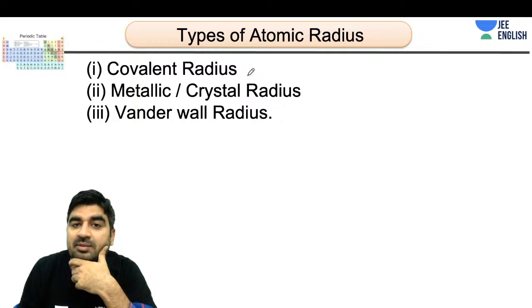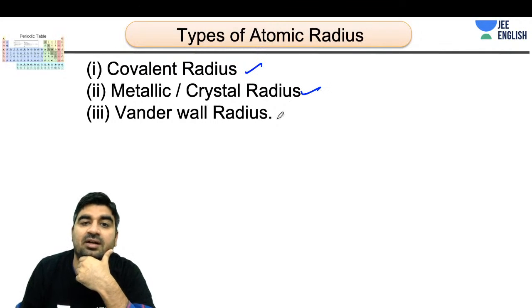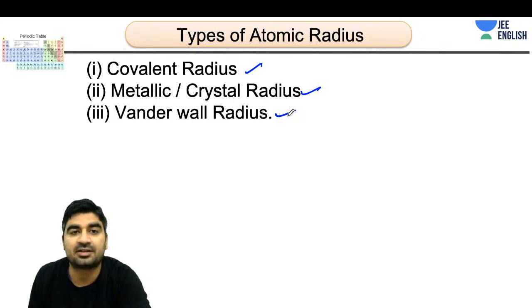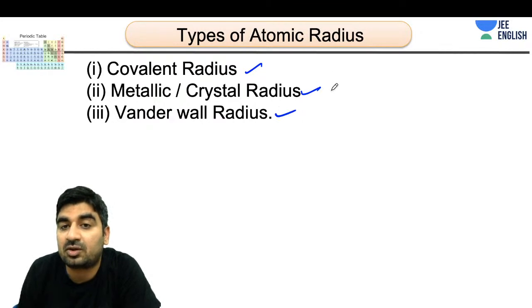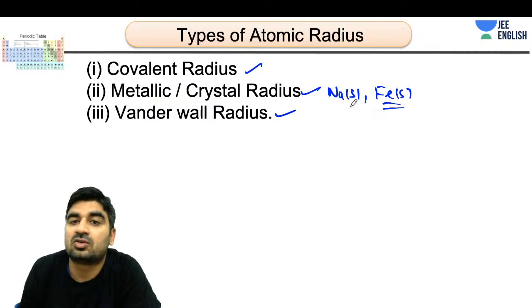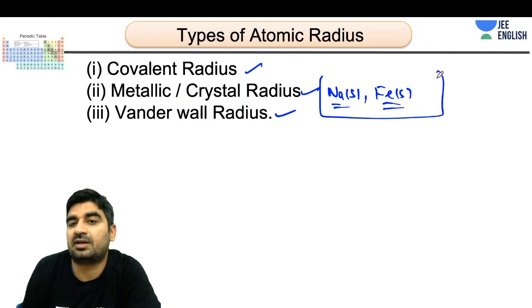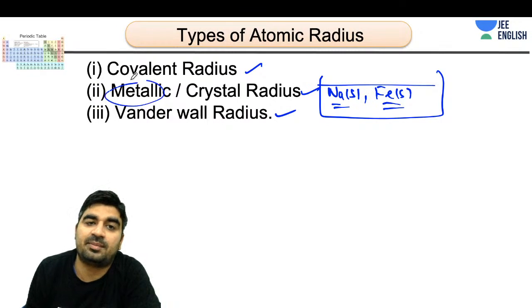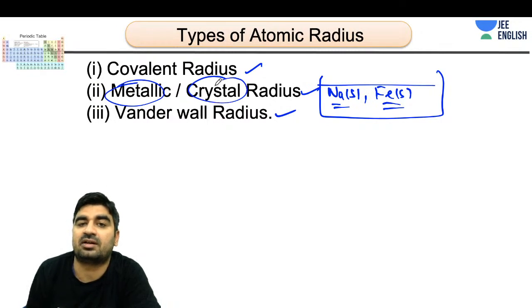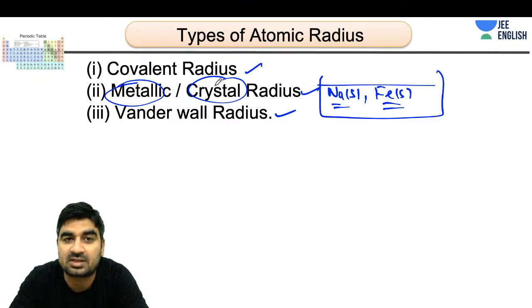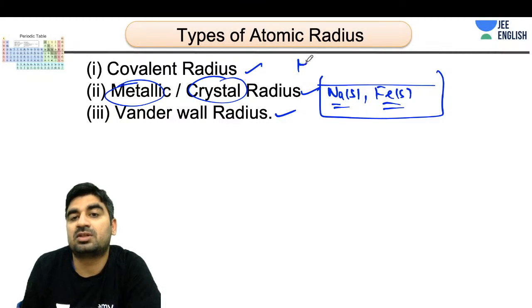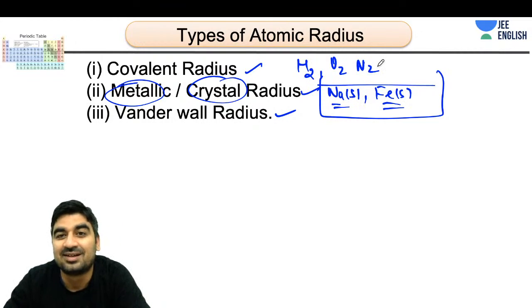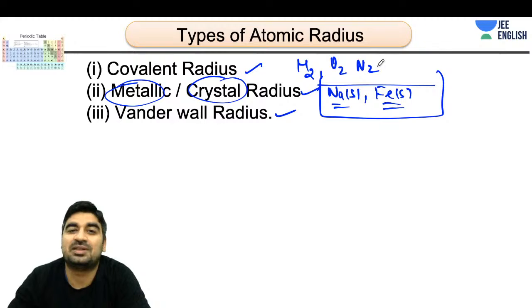So guys, we have three types of atomic radius: covalent, metallic, and van der Waals. Now why do we need them? If I talk about metals, in these metals there is metallic bonding. So we measure the metallic radii or the crystal radii because they exist in the form of crystals. But if I talk about gases like H2, O2 and N2, these do not have a metallic bond. These simply form covalent bonds. So in this case, I will measure the covalent radius.